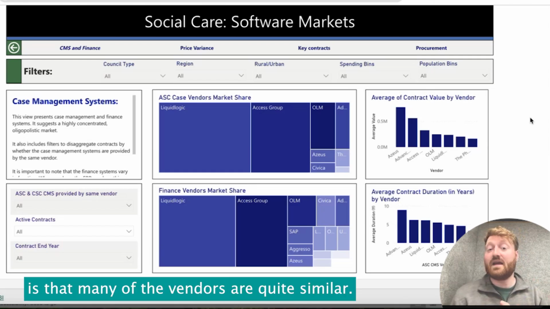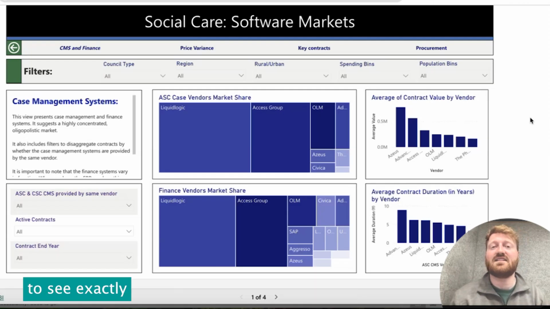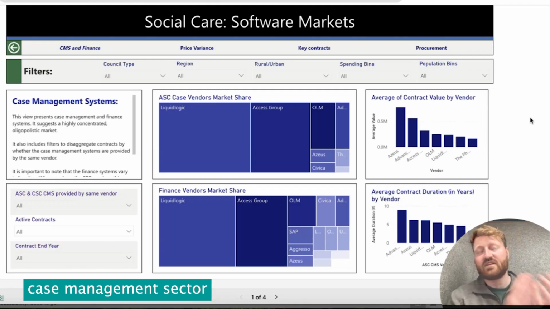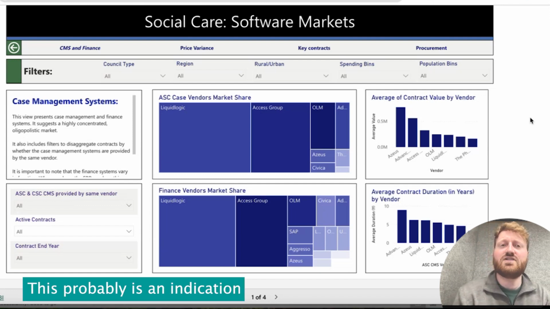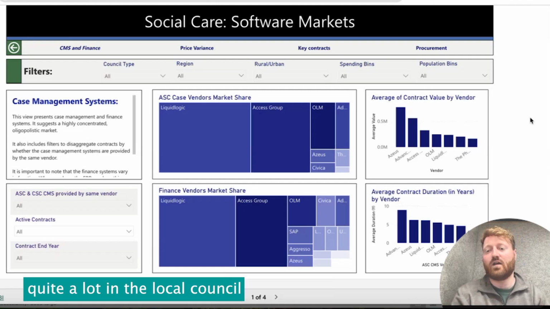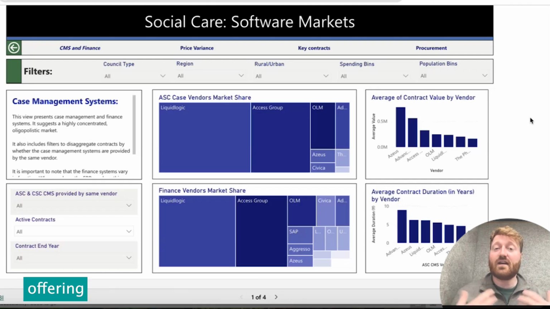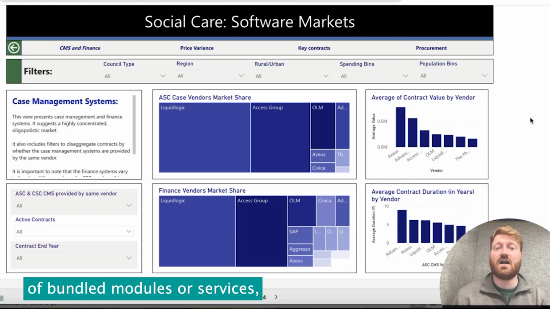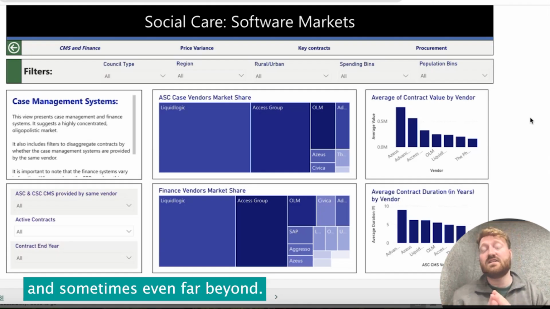One thing you'll notice is that many of the vendors are quite similar. And in fact, we've conducted deeper analysis to see exactly where there is overlap between vendors in the adult social care case management sector and in the finance system sector for social care. This probably is an indication of the phenomenon of bundling that's discussed quite a lot in the local council software market. So there are many cases where we see the same vendor offering many different bundled modules or services, either within a single service area like social care and sometimes even far beyond.